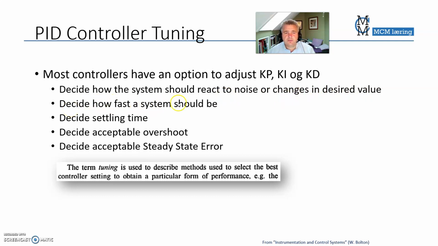You decide how fast the system should be, or the settling time, how long does it take before the oscillation settles to zero. You decide acceptable overshoot, and you also decide the accepted steady state error. And of course there are no preset values that would work with every process. Every process has to have the correct values of KP, KI and KD.